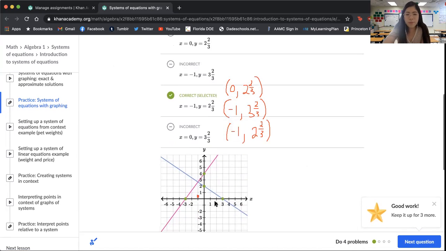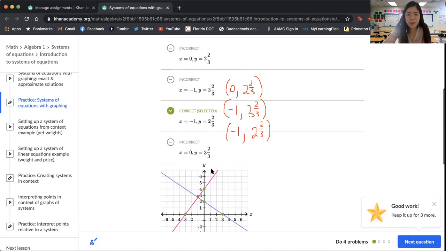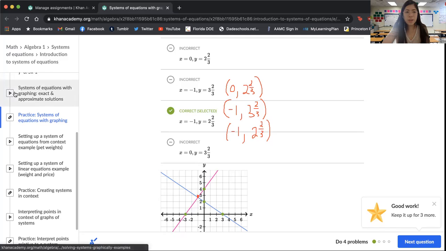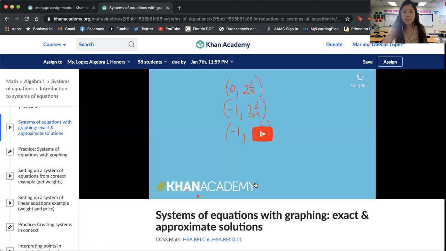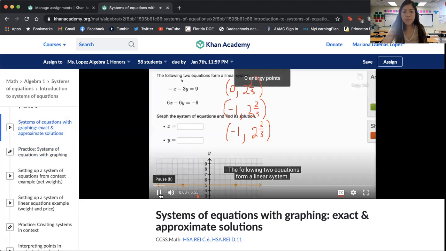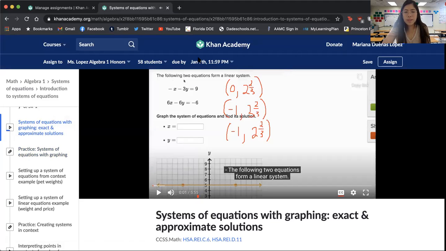You have the graph. The graph is there so that you can find the answer, but then once you have the answer, you click the correct one. I know that this is not going to be the easiest assignment in the world, so I am giving you only one assignment this whole week, and this is it. I'm also giving you the video that is on here that you can watch, which might be helpful as well. Okay. The following two. So that is that.